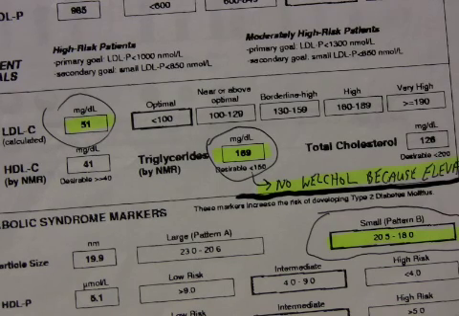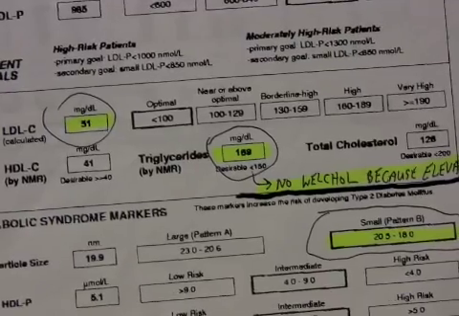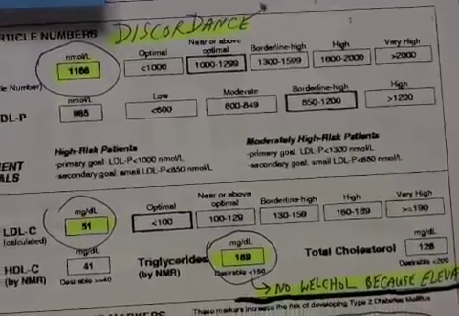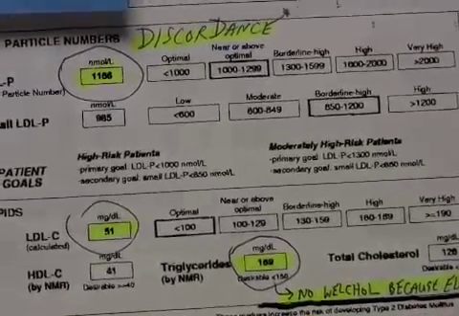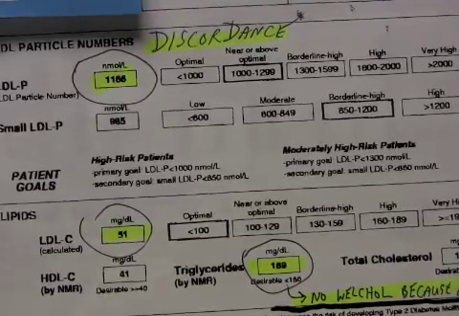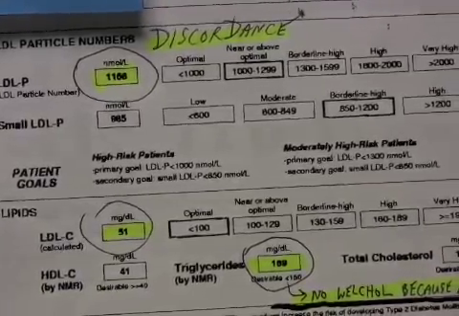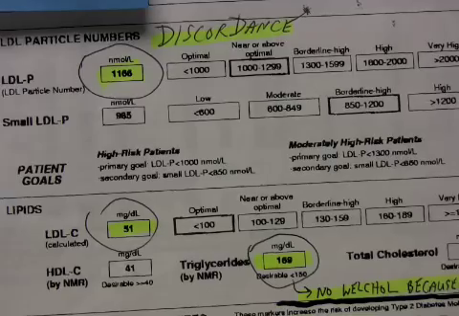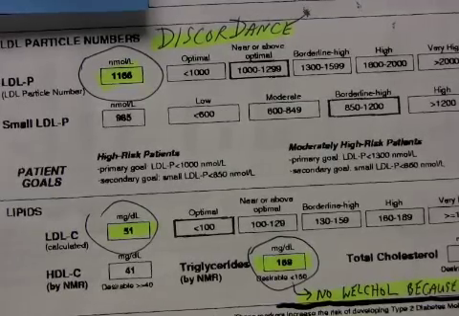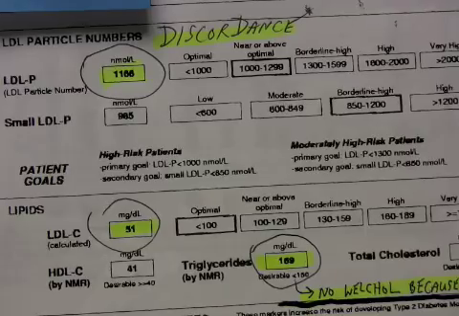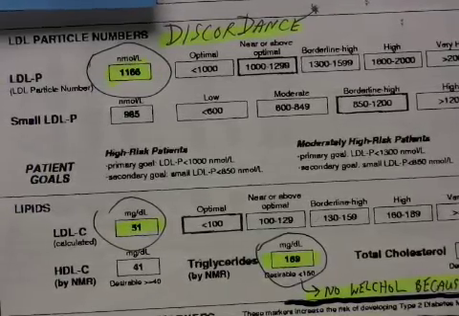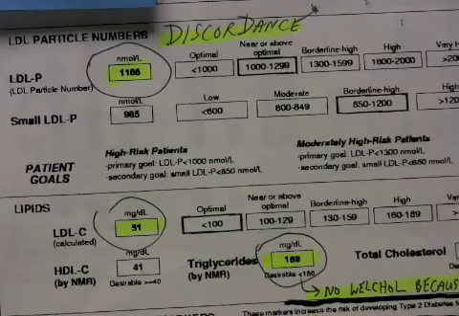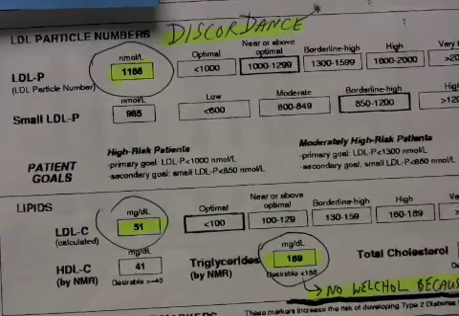As you can see, this lady does have discordance, as her particle number is 1186 and her LDL calculated is 51. Normally, no one would ever think of adding on medications to this lady because her LDL is 51. However, once we get the particle number and we see that she still has a lot of atherogenic particles, we see that indeed there is discordance between the particle number and the LDL, and that we need to be more aggressive.